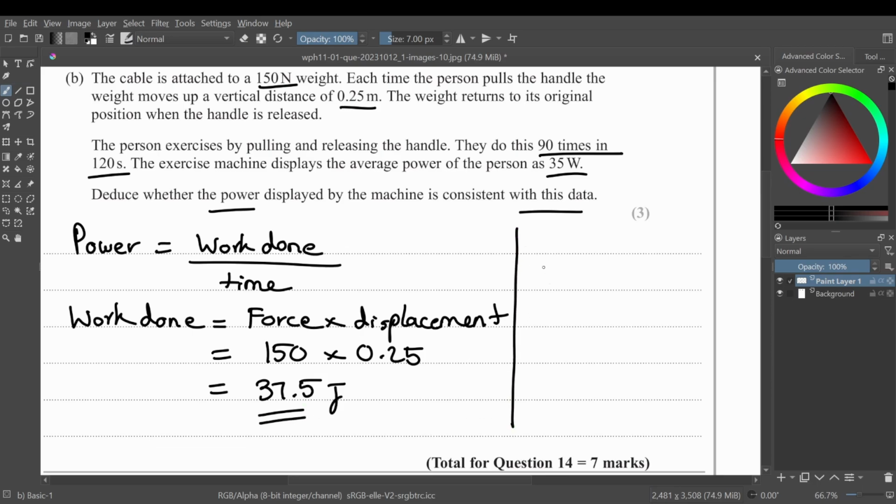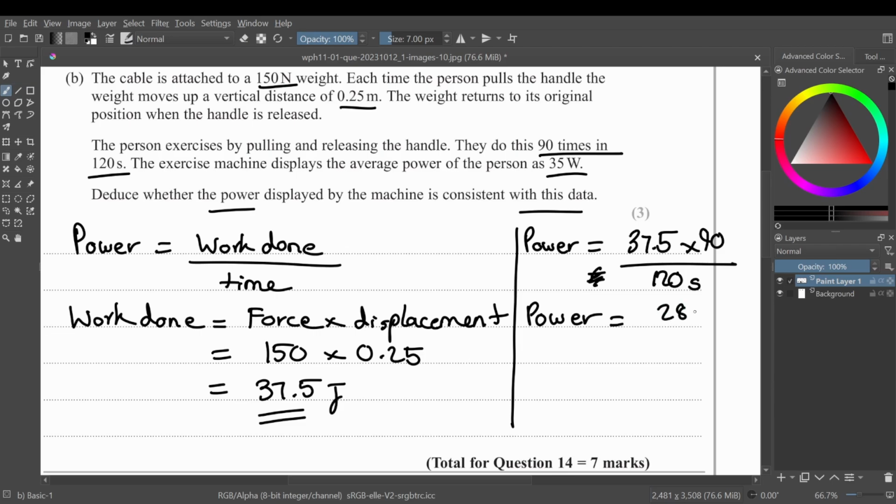So now we can input this into power, which is work done, 37.5 joules, times 90, because this work done is for just one set, okay? Now they do it 90 sets, which means 90 times, right? So if they do it 90 times, we have to multiply the work done for one set by 90 sets. So it's basically 37.5 multiplied by 90 divided by the time, which is 120 seconds. They took 120 seconds to do these 90 sets, right? So basically your power will be what?